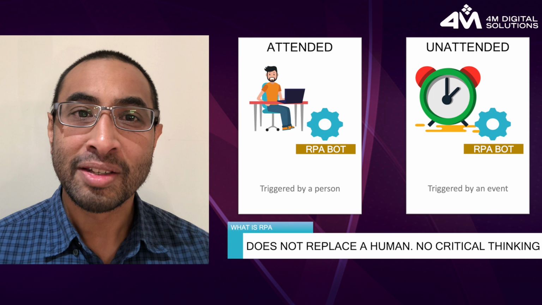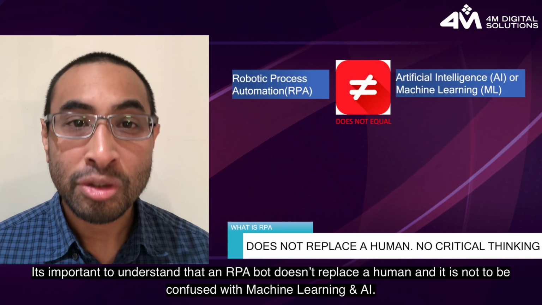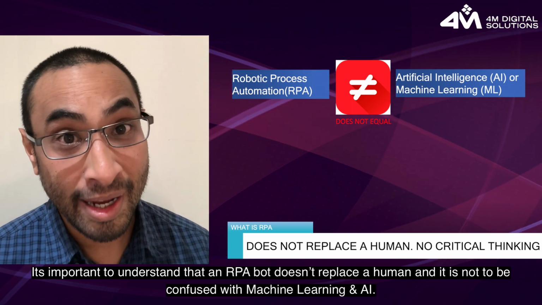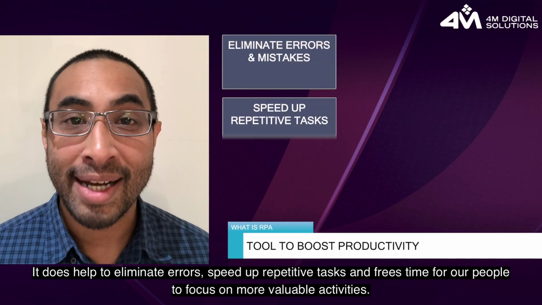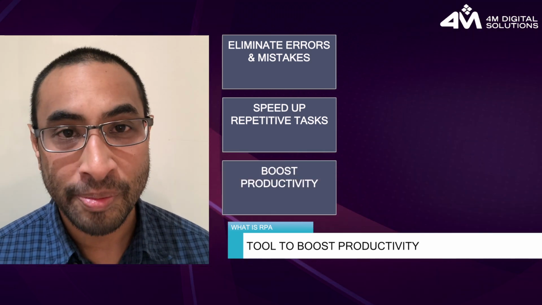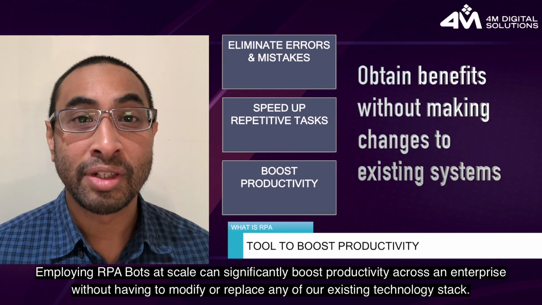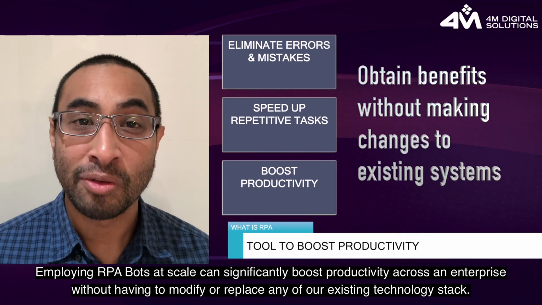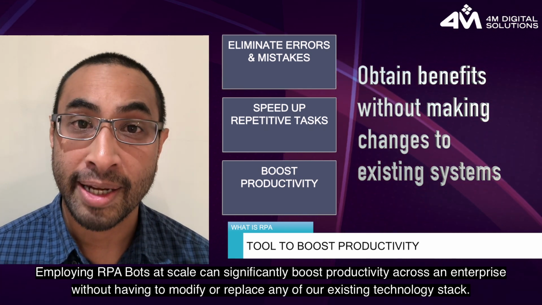It is important to understand that an RPA bot doesn't replace a human, and it is not to be confused with machine learning and AI. It does help to eliminate errors, speed up repetitive tasks, and frees time up for our people to focus on more valuable activities. Employing RPA bots at scale can significantly boost productivity across an enterprise with the advantage of not having to modify or replace any of our existing technology stack.